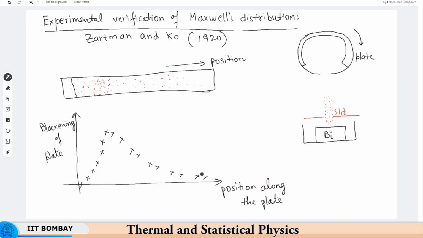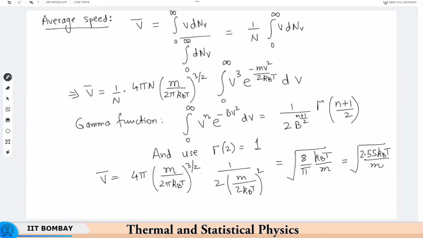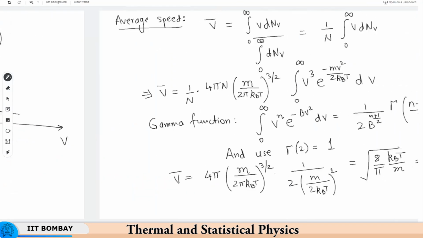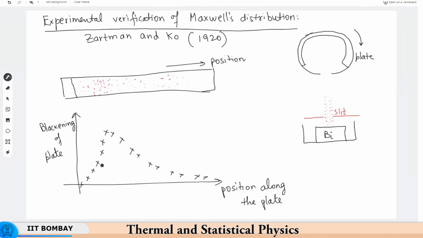The fastest molecules got deposited the earliest, and they corresponded to the position which was far right. Remember, the plate is going, the cylinder is moving like this, and when they fitted this data with this expression, which is the Maxwell distribution, that is the fit.